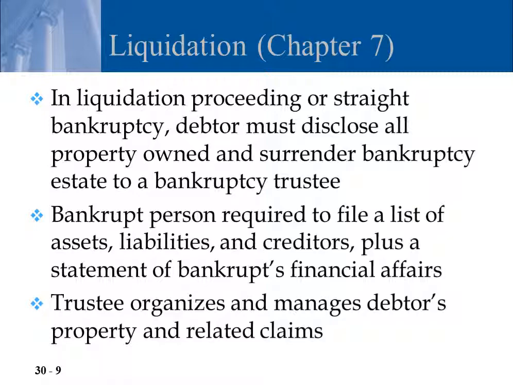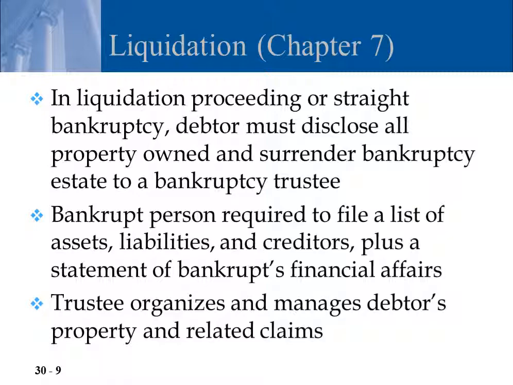The bankruptcy trustee is a person appointed by the bankruptcy court to oversee the bankruptcy. Usually they are attorneys, but they're not always so. The bankrupt person is required to file a list of assets, liabilities, and creditors, plus a statement of the bankrupt's financial affairs. And the trustee organizes and manages the debtor's property and related claims. The trustee becomes the go-between between the federal court, the creditors, whether they're unsecured or secured, any priority claims, and the bankrupt person or entity.